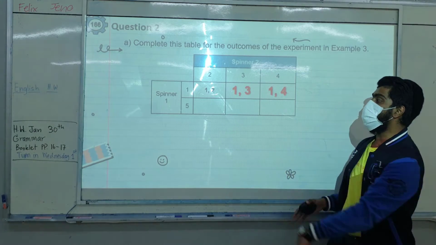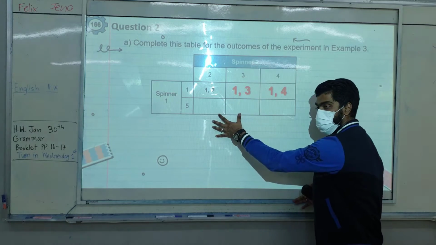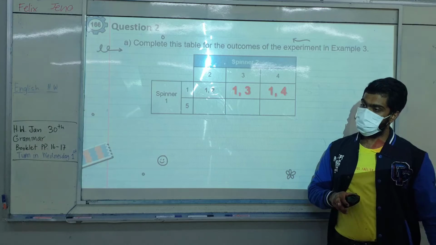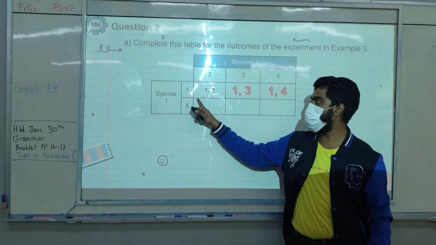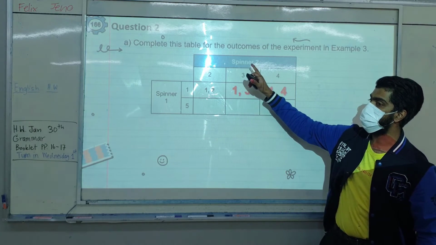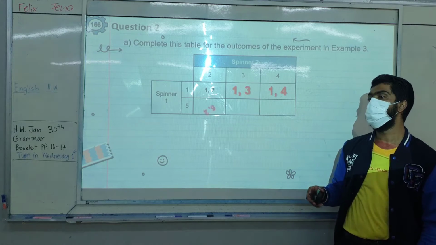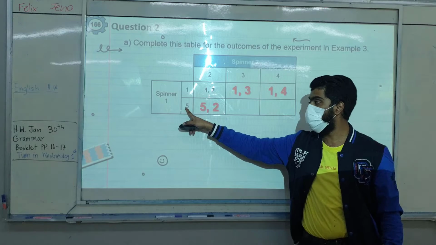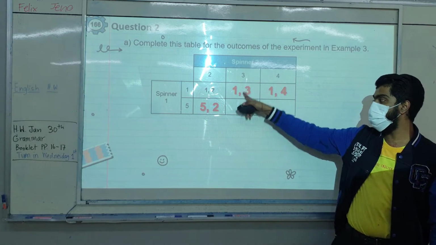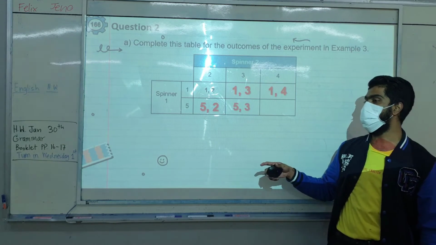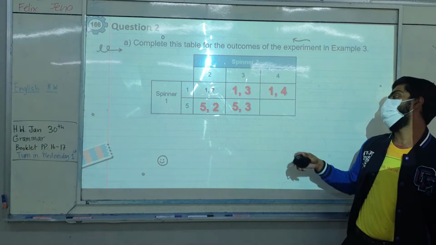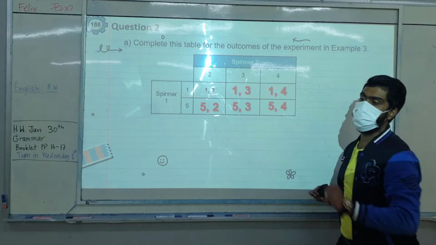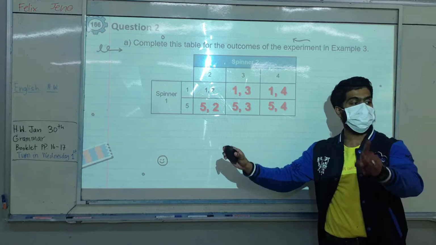Okay, now we are going to go to the bottom part. Let's talk about Ken. What will this one be, Ken? 5 from spinner number 1 and then 2 from spinner number 2. Love, what will this one be? 5 from spinner number 1 and 3 from spinner number 2. And the last one, 5, 4. Very good. Alright, guys. So totally, how many possible outcomes do we have? 6. We have 6 possible outcomes.